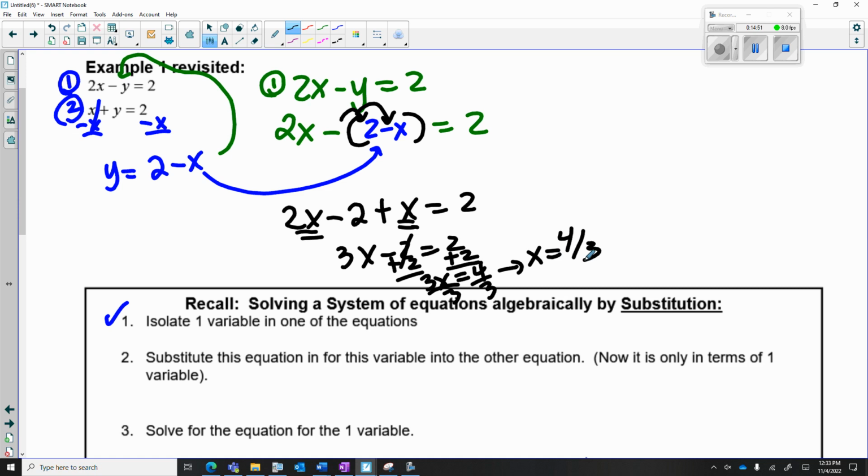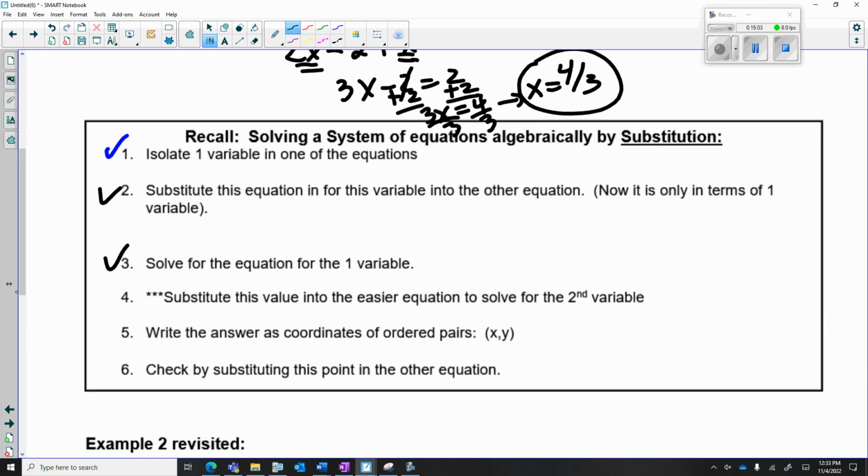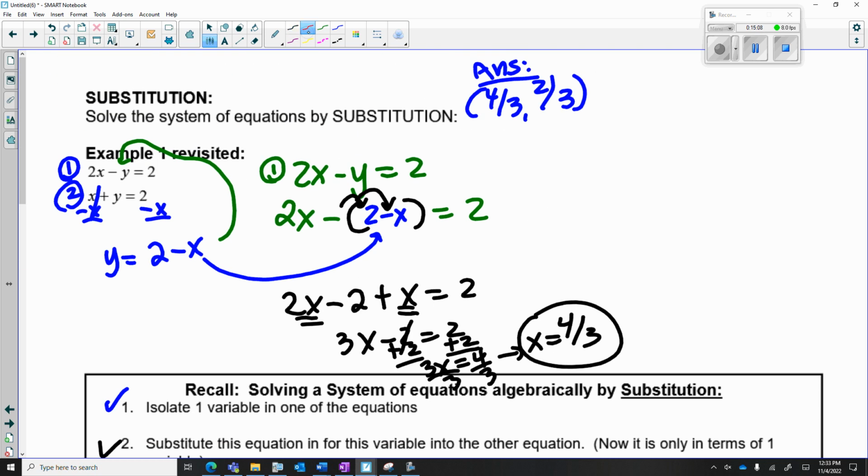So we just did steps 2 and 3. We substituted and we solved for the one variable. So we got x equals 4/3. Just like the other process that we did before, now we have to substitute this value into the easier equation and solve for the other variable. So I'm going to go to the other equation, which was equation 2, x plus y equals 2, and I'm going to solve for y now.